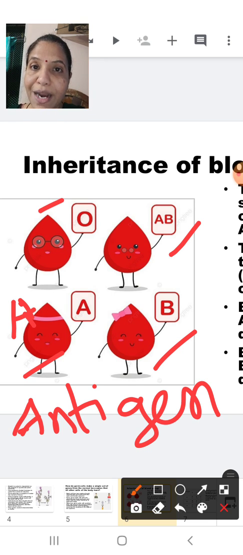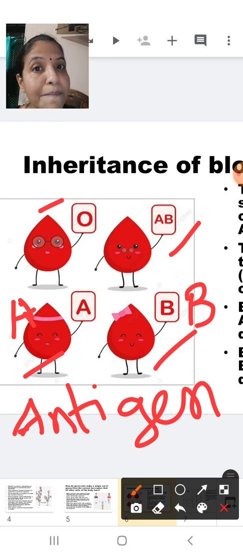So on the red blood cells, if there is an A-type sugar, in that case we call it blood group A. Okay, now let's come to B. Now suppose the RBC is having a B type of sugar as an antigen on the RBC. In that case, I will call it blood group B.